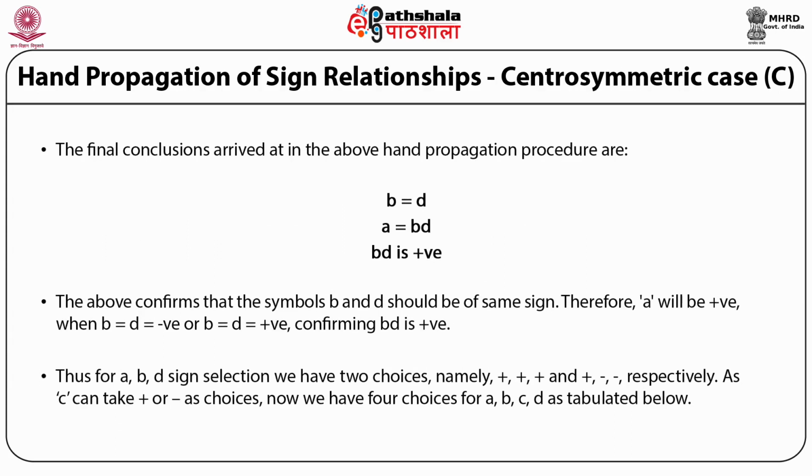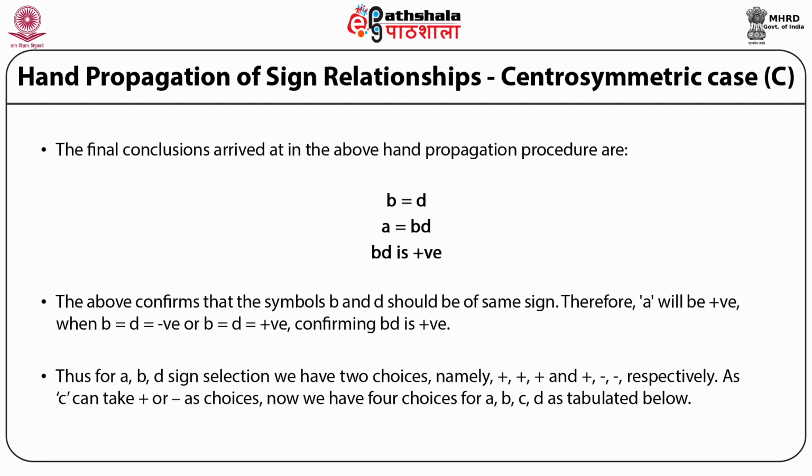So now if you do this propagation, you get some relations: B equal to D, then A equal to BD. So what do you mean by BD? B can be positive or negative, D can be positive or negative, but by having the relation B equal to D, we have a conclusion that B and D should be of the same sign. If that is the case, BD will always be positive, because negative and negative multiplication is positive, positive and positive is positive. Therefore, the conclusion is A is positive.